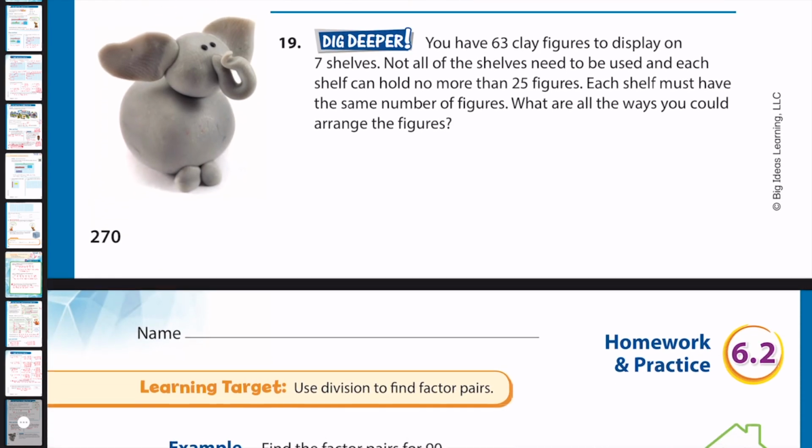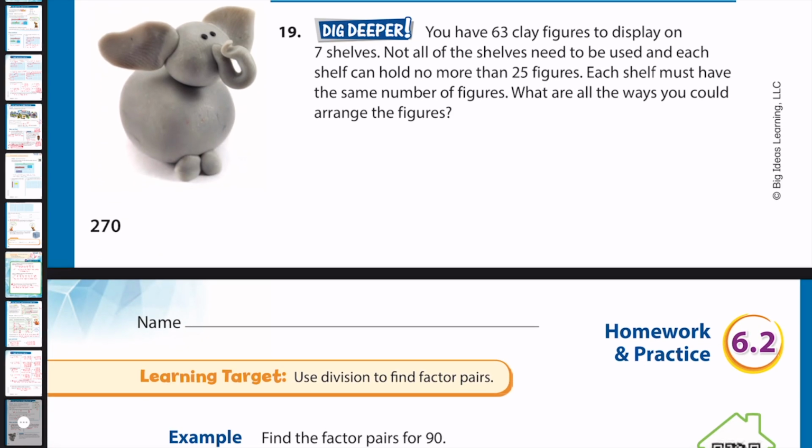All right, number 19. You have 63 clay figures to display on 7 shelves. Not all of the shelves need to be used, and each shelf can hold no more than 25 figures. Each shelf must have the same number of figures. What are all the ways you could arrange the figures? Let's find the factors of 63, the possibilities of arranging.